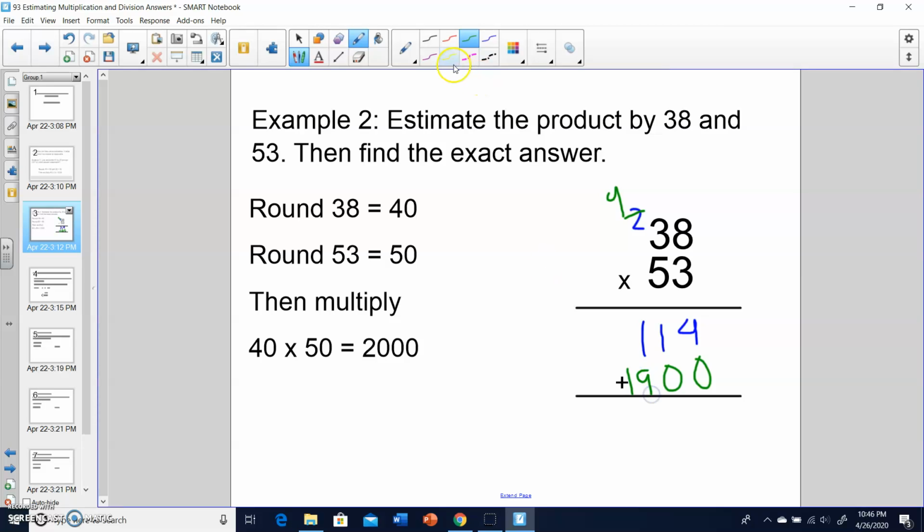Okay, now I can add these two products together. 4 plus 0 is 4. 1 plus 0 is 1. 1 plus 9 is 10. And then 1 plus 1 is 2.